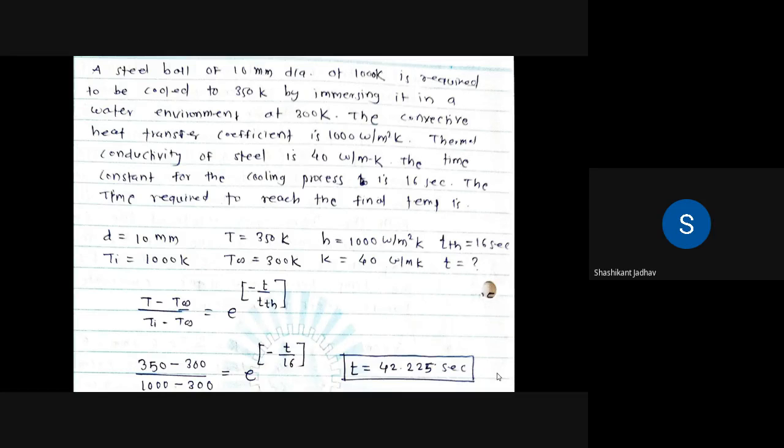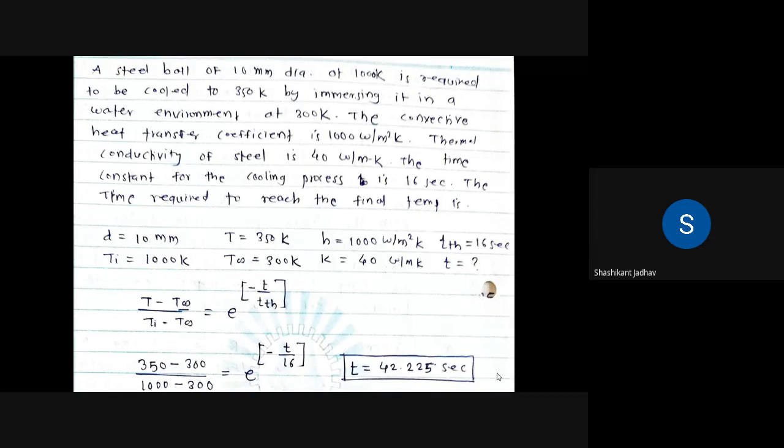The time required to reach the final temperature is... okay, so we have to calculate the time. First of all, we have to understand what parameters are given in the problem, so first we write down the given things. A steel ball of 10 mm diameter, so write D is equal to 10 mm.